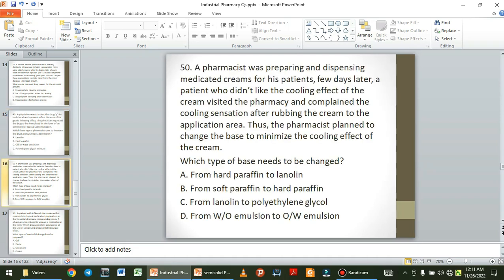The second question. A pharmacist was preparing and dispensing cream for his patient.